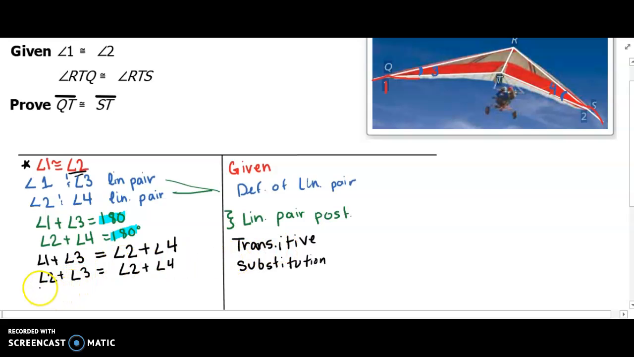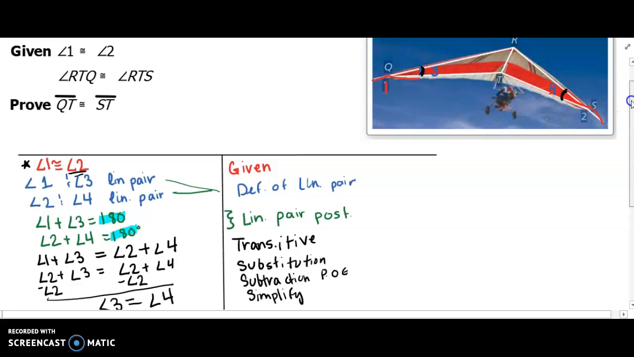Okay, well notice I have an angle 2 on both sides, so I could subtract an angle 2 on both sides by the subtraction property of equality. And then when I simplify this, I can say angle 3 equals angle 4, and that's just simplified. So I've shown that this angle here is congruent to this angle here. So that was the hard part.